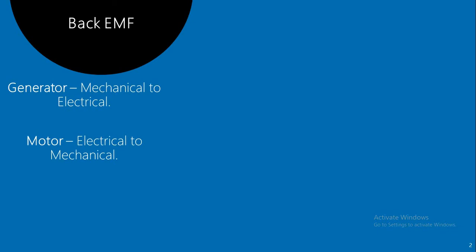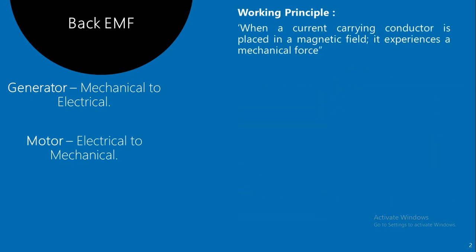You all know the definition of generator and motor. A generator converts mechanical to electrical, and a motor converts electrical to mechanical. I also explained the working principle of DC motor in my previous video, which states that when a current carrying conductor is placed in a magnetic field, it experiences a mechanical force. So in this video, I'm going to explain about back EMF and significance of back EMF.